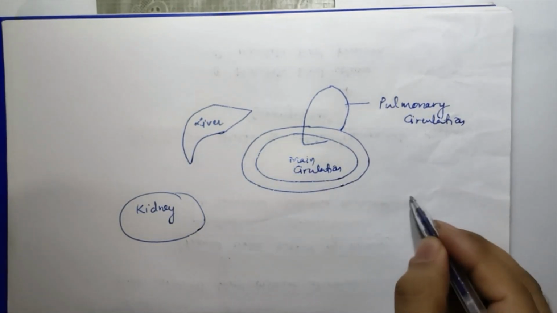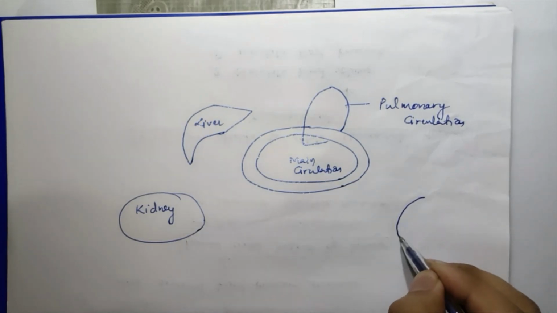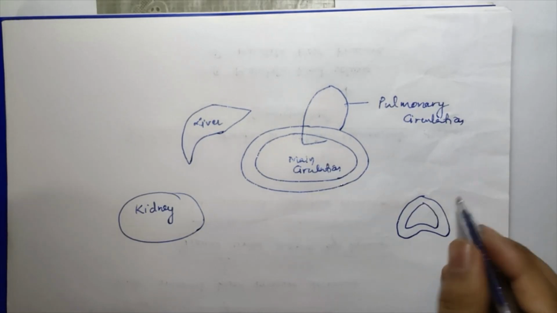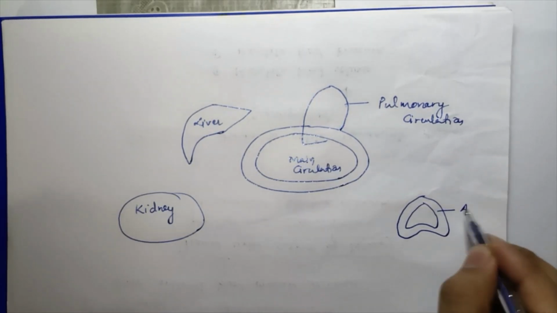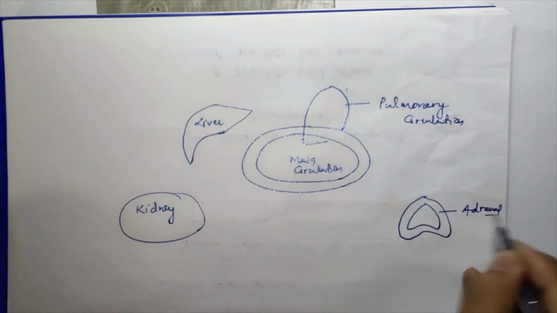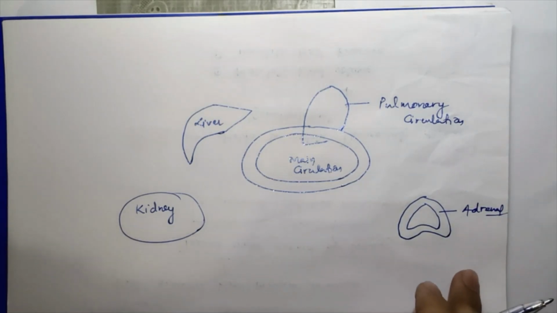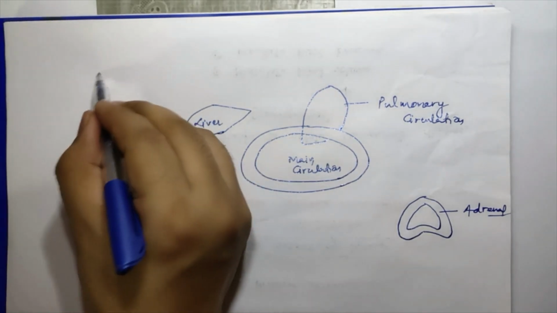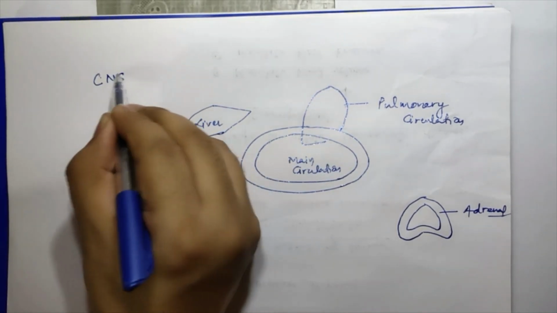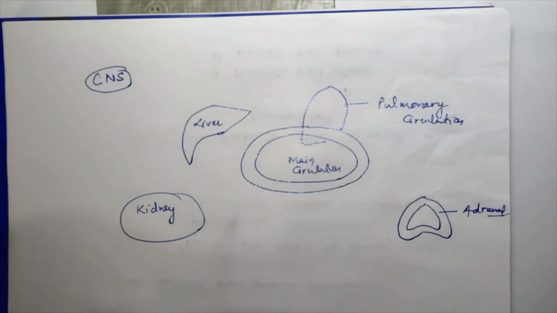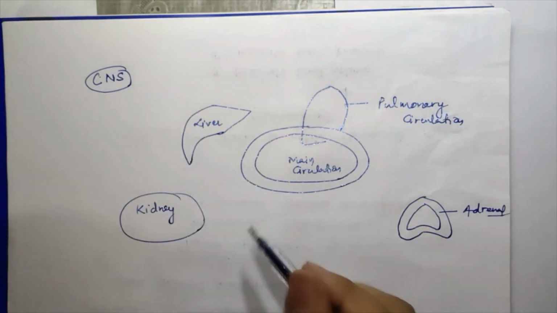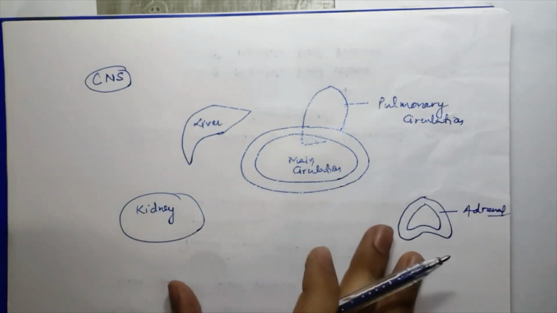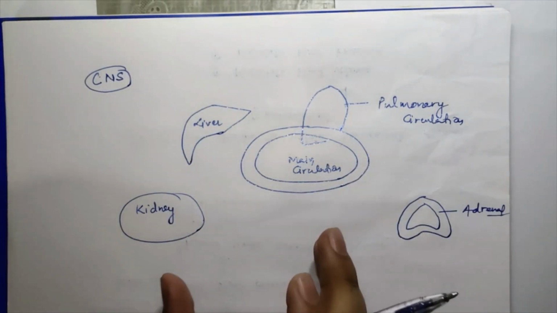and along with this it also involves the role of the adrenal cortex. So this is the adrenal gland, an endocrine gland, and apart from this, the central nervous system also plays an important role to regulate the functioning of these different sites as a single unit.